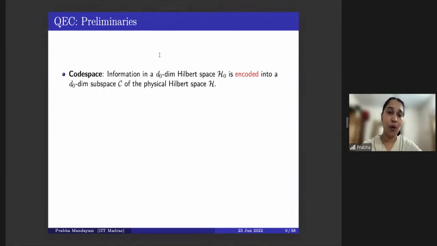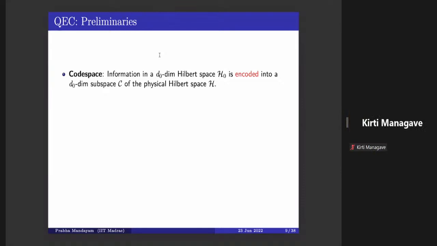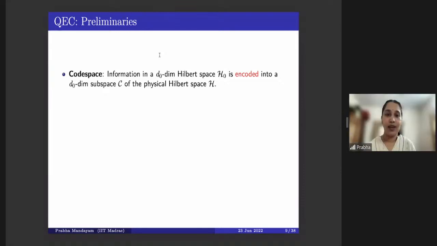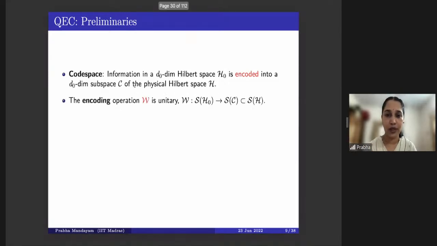This is just a more formal definition of what a code space is. Let's say that D0 is the amount of information that you would like to store, right? That's typically 2, because typically I'm manipulating qubits, right? So D0 is typically 2, and that is encoded into a 2-dimensional subspace of a larger Hilbert space. That becomes your physical space, and this subspace becomes the code space or the logical space. This is what I explained in the previous slide already.